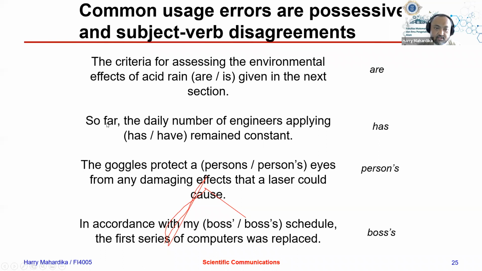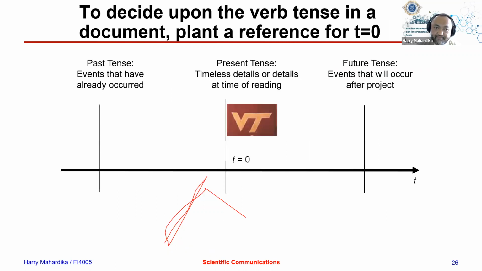And then: the daily number of engineers applying has remained constant. We use "has" because the daily number of engineers applying is considered singular, as a third person singular. And there are many other examples given here.